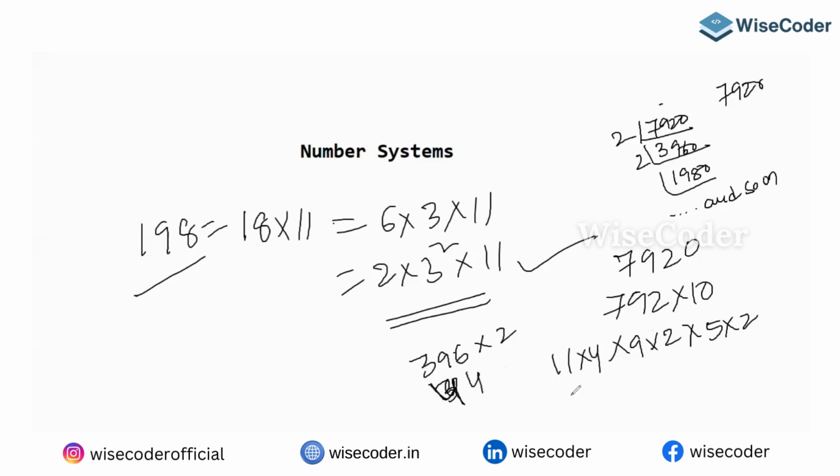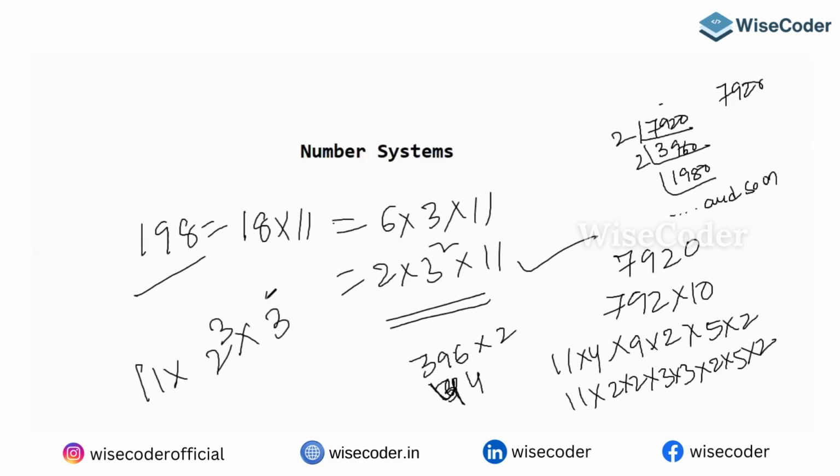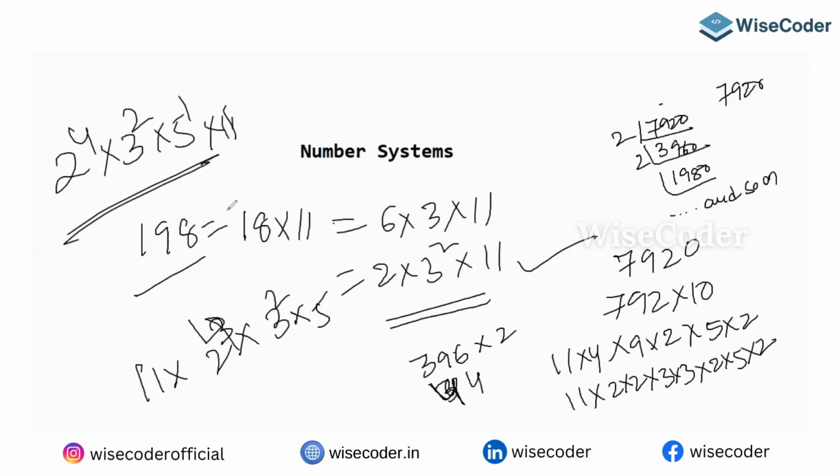11 into 4. So 11 into 2 into 2 into 3 into 3 into 2 into 5 into 2. So you can write 11 into, how many 2's are there? 2 cube. How many 3's are there? 3 square. How many 5's are there? Sorry, 2 power 4. 5. So you can write it as 2 power 4 into 3 square into 5 power 1 into 11 power 1. If you multiply this, you will get 7,920.